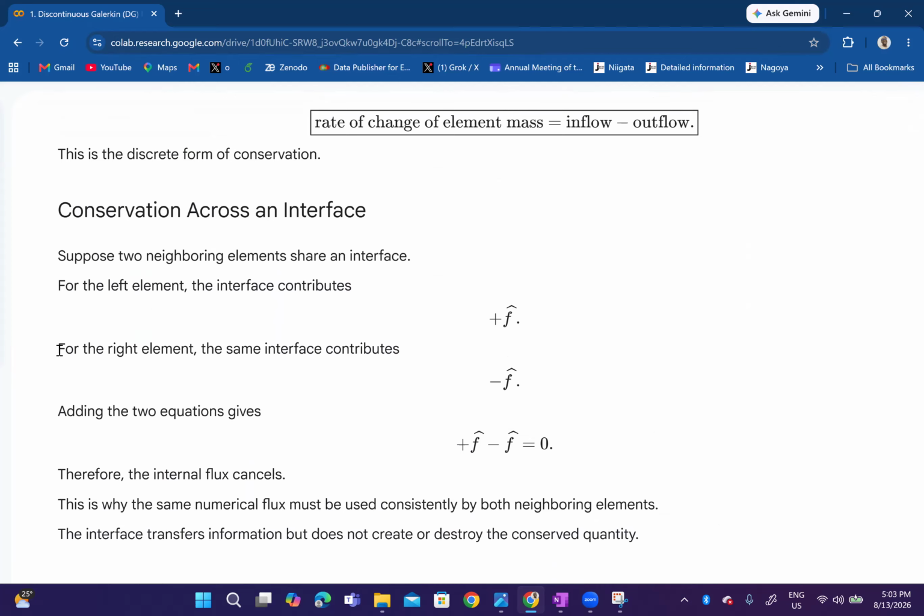For the right element, the same interface contributes minus f cap. So adding the two equations gives plus f cap minus f cap equals 0. Therefore, the internal flux cancels. So the whole thing cancels right there. This is why the same numerical flux must be used consistently by both neighboring elements. The interface transfers information but does not create or destroy the conserved quantity.